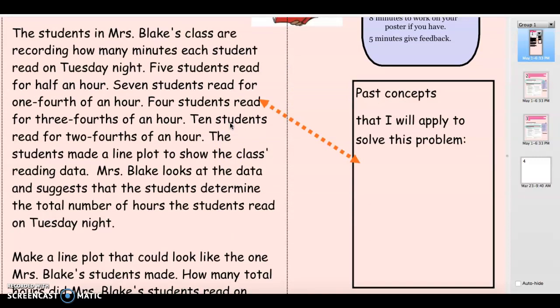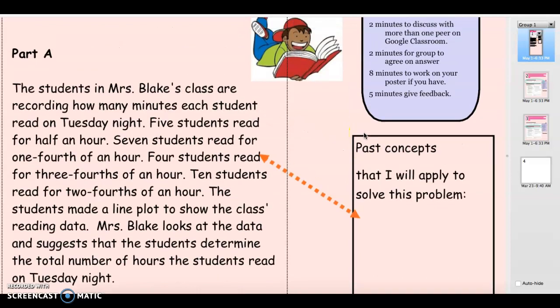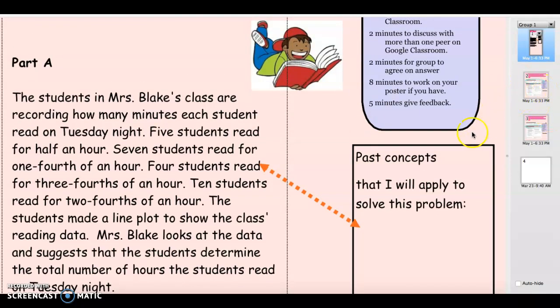So what I want you to do now is pause this video and think of past concepts that you already know that will help you solve this problem. Okay, now that you have past concepts that you've studied that will help you with this, I want you to get started.